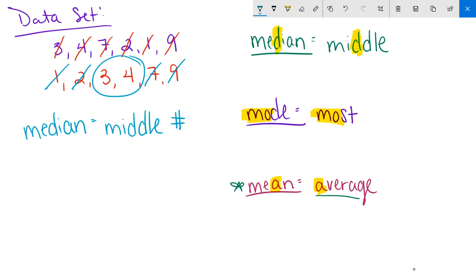So if you have two numbers, what you're going to do is you're going to add them together. So 3 plus 4 is 7. And then you're going to divide it by 2 because you have two numbers. You're just trying to find the average. So my median of this data set is 3.5.